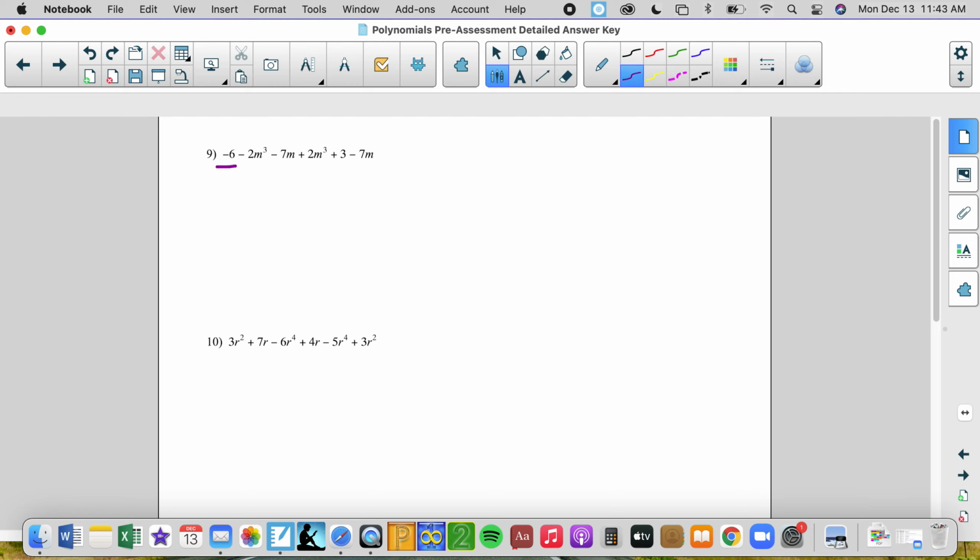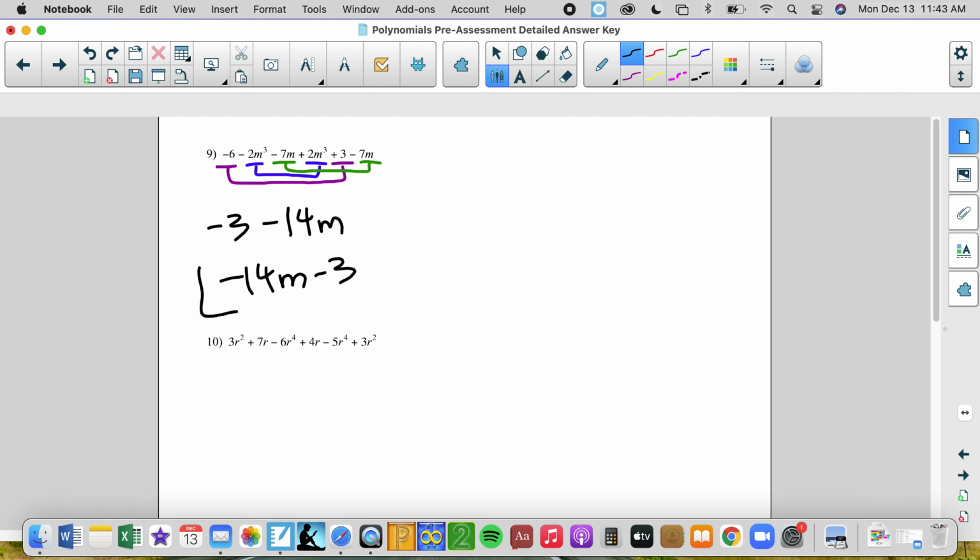Negative 6, positive 3, negative 2m cubed, positive 2m cubed, negative 7m, negative 7m. Negative 6 and positive 3 makes negative 3. Negative 2m cubed cancels with positive 2m cubed. Negative 7m and negative 7m is negative 14m. I'll write the variable always before the constant.